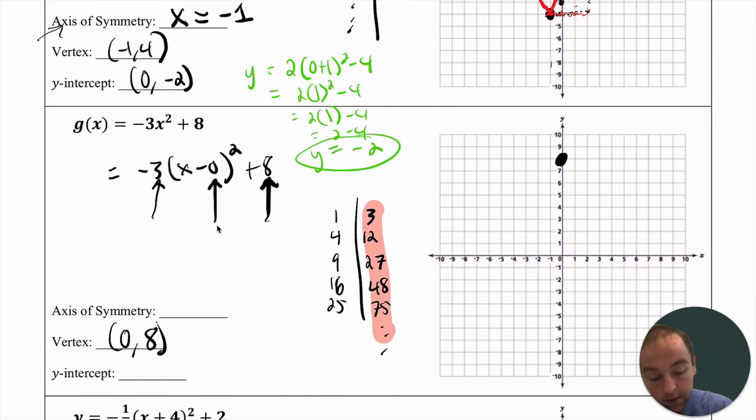So what that means is when I start at my vertex and I go over 1 unit, I actually want to vertically travel 3. But because we know this is negative, the parabola is going to go upside down, so I actually need to go down 3 units. And then next I would go over 2 and then count down 12. That's going to bring me all the way down to there. And then I have to go over 3 units and then count all the way down to 27.